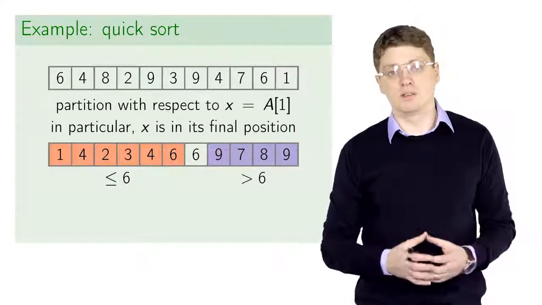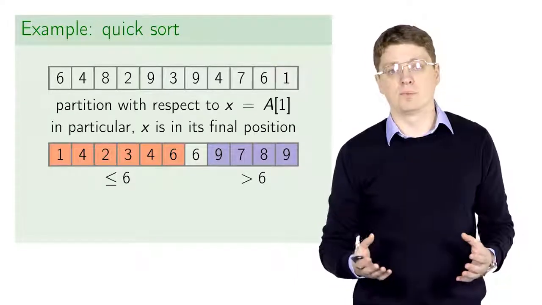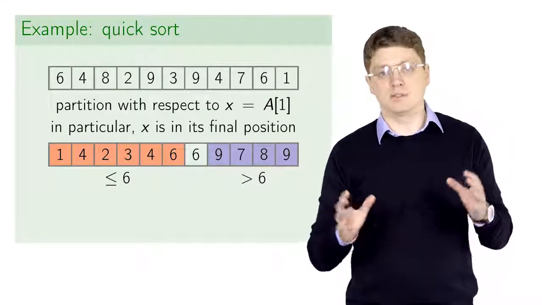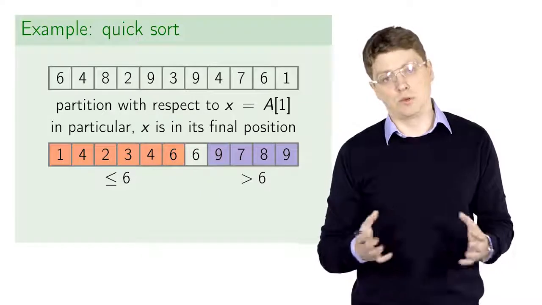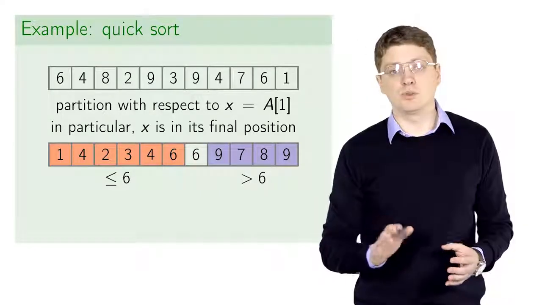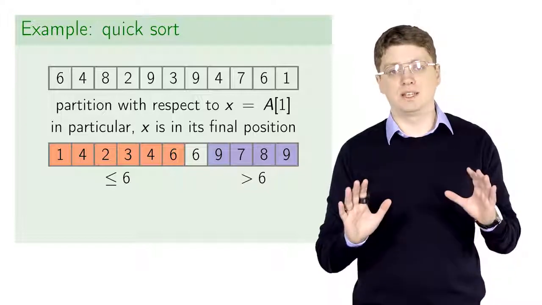This is how the resulting array looks like. So once again, 6 stays in its final position. All the elements before it are at most 6. All the elements after it are greater than 6. So we do not need to move 6 anymore. It is already in its final position.